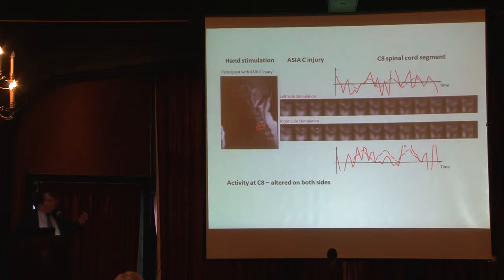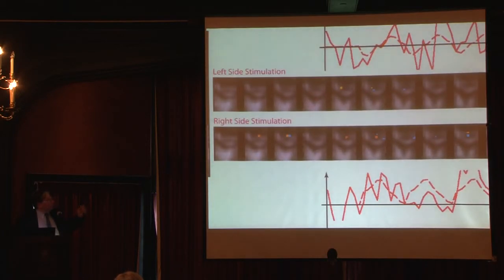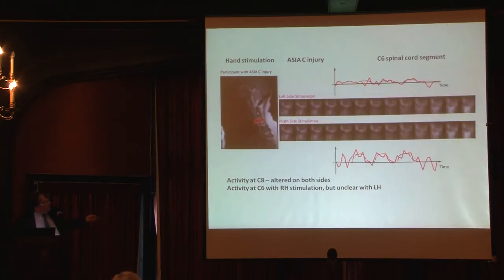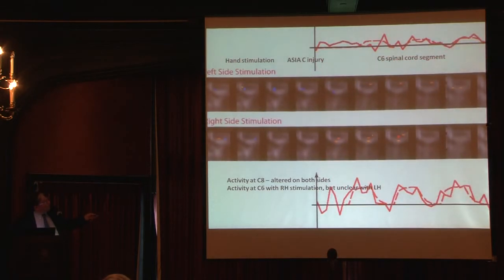But then just like the healthy person, we look 2 segments up. On the left-hand side, it's a very messy looking response. Maybe there's something there, but when I look at this, I see most of these areas are right at the very edge of the cord. When we're looking at the edge or out in the CSF, these are areas that we don't trust very much.